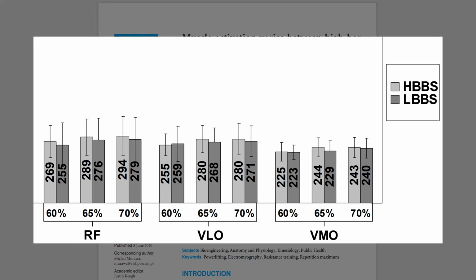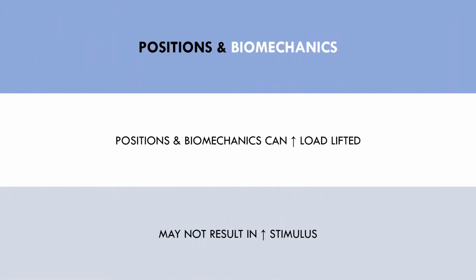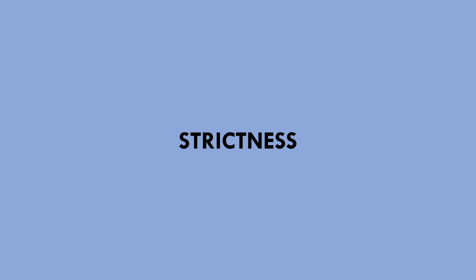While muscle activation isn't a direct measure of hypertrophy, we can assume that this may somewhat translate to long-term muscle growth. This suggests that although manipulating joint positions and biomechanics can significantly influence load lifted, it may result in similar, if not inhibited, muscle activation of the muscles we are trying to train. And the last technique consideration we will cover is strictness.